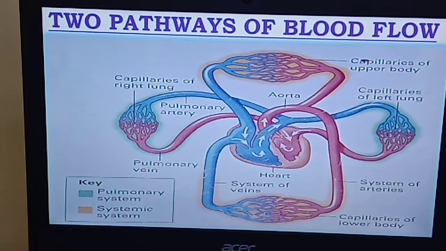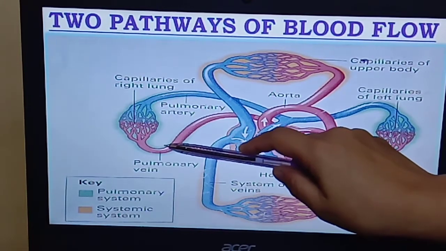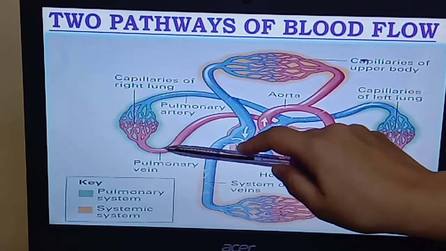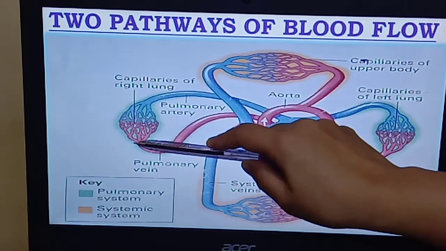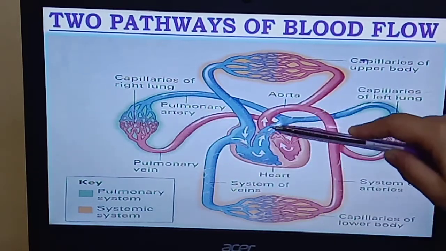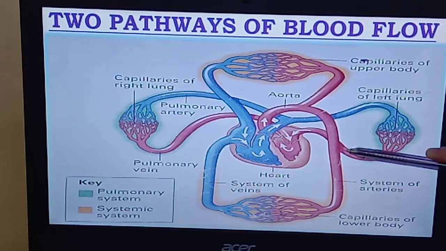In the lungs, blood collects oxygen and releases carbon dioxide. After collecting oxygen and releasing carbon dioxide in the lungs, the blood now becomes oxygen-rich. Okay, the pulmonary veins here then return the oxygen-rich blood to the left side of the heart.